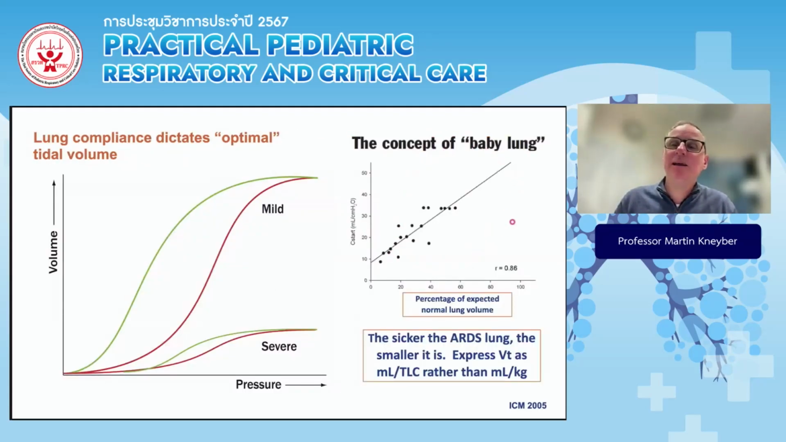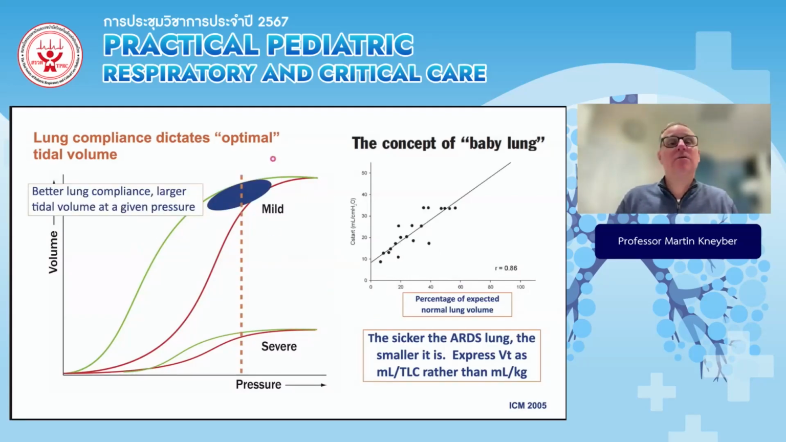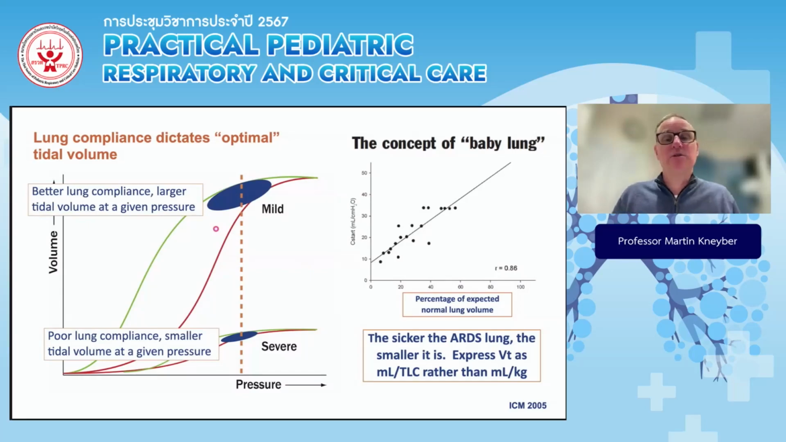And this is completely in line with the baby lung concept from Gattinoni. And Gattinoni stated, the sicker the lung, so the lower the compliance, the stiffer the lung, the lower the percentage of expected normal lung volume would be. So instead of normalizing to body weight, we probably better need to normalize to this amount of inflatable lung volume. So sick lungs with a relatively well-preserved compliance can expect a larger tidal volume, and those with a severely low compliance, a smaller tidal volume can be given at a given pressure.